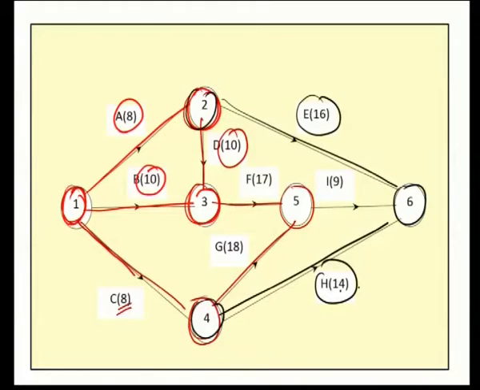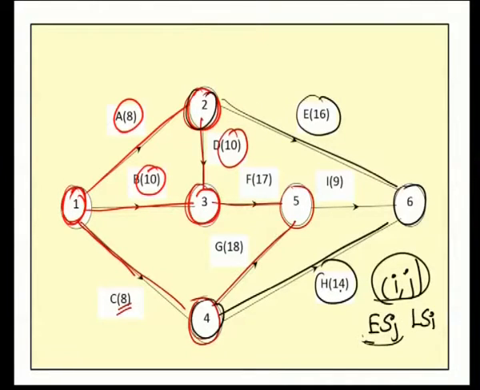Now with the help of this network diagram, for any activity ij of the project, we have to compute the earliest time ES_j and the latest time LS_i. So in order to obtain the critical path, our first aim is for each and every activity ij of the project, we have to compute the earliest time ES_j and the latest time LS_i.